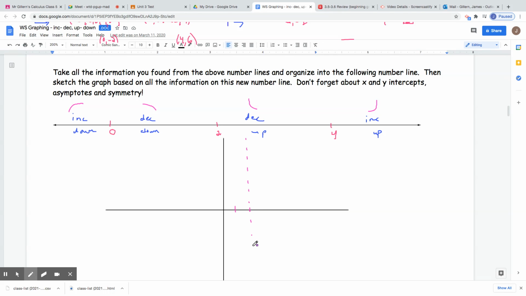We had a slant asymptote at y equals x, if you remember. That means the y-intercept, where the line crosses, is at 0 and has a slope of 1, which means it goes up and over 1. So it's going to intercept here, the other vertical asymptote.